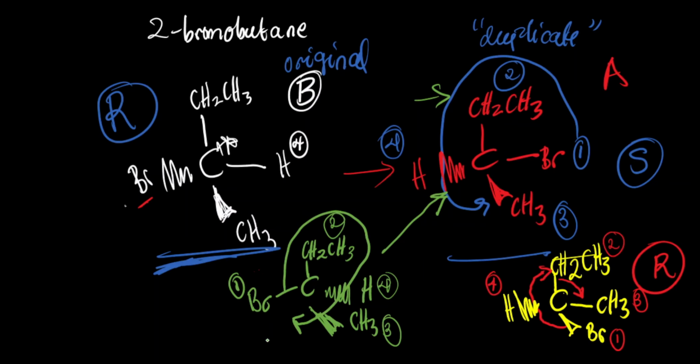Now notice that this is a clockwise direction. Being a clockwise direction, our least priority group is also attached to the dashed wedge. So this has an R configuration, same as our original molecule.